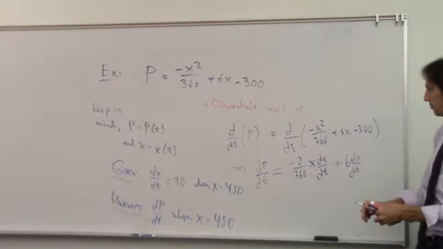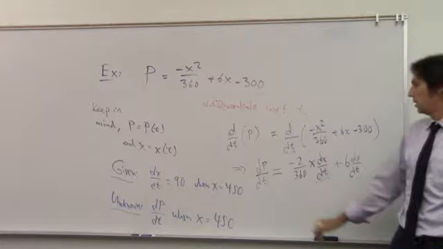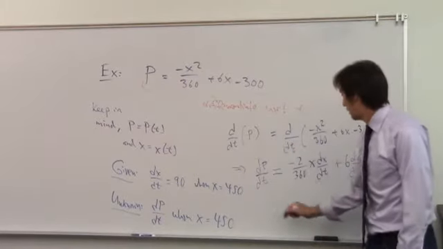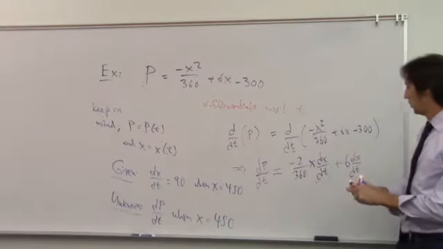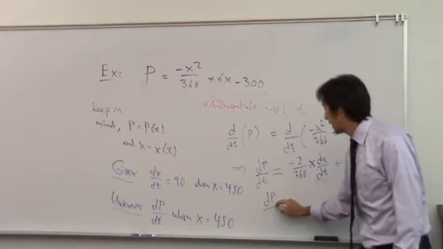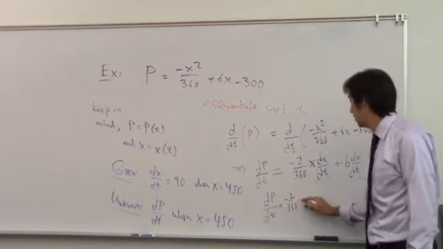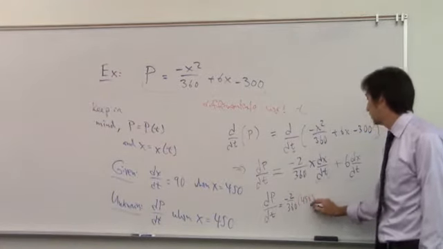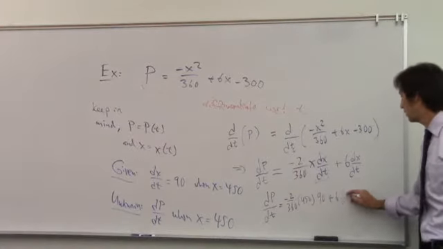So in particular, dx/dt here and here equals 90, and then x is equal to 450. So if I substitute those quantities in, I get dp/dt is equal to minus 2 over 360 times 450 times 90 plus 6 times 90.